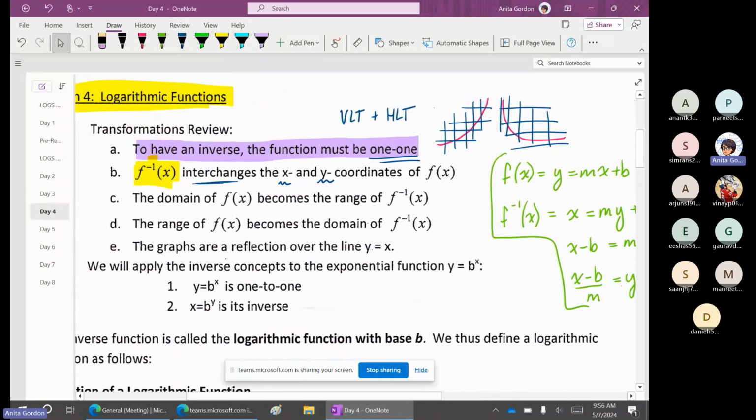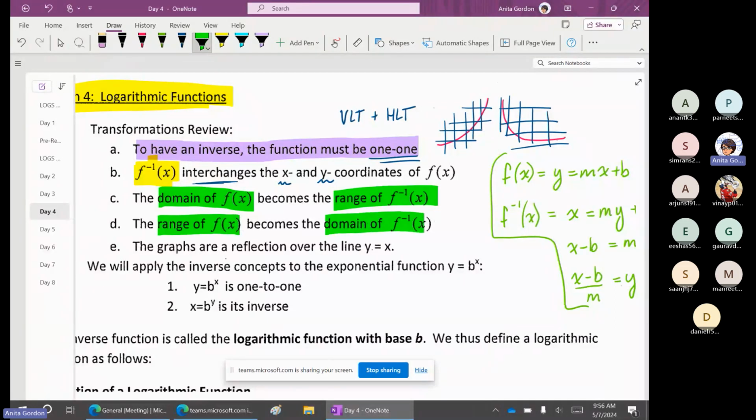Okay, now because we are swapping the x's and the y's, the next two statements are important. Whatever your domain was for the regular function f, that becomes the range of the inverse, right? Because we're swapping x and y. And same with the range of f, now is the domain of inverse f. They're backwards.